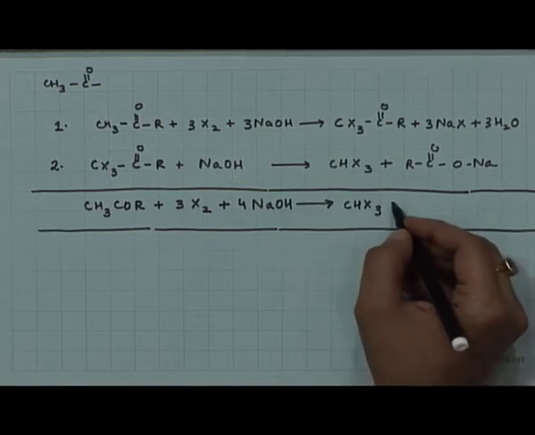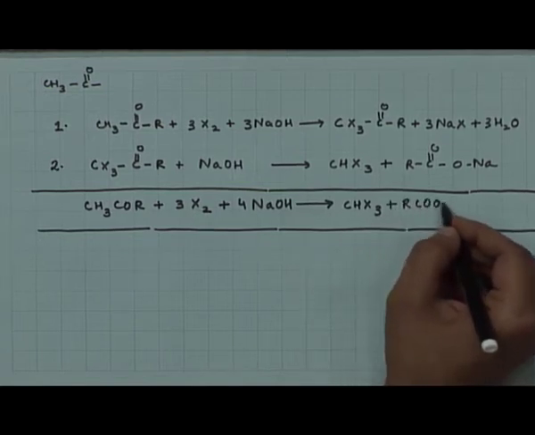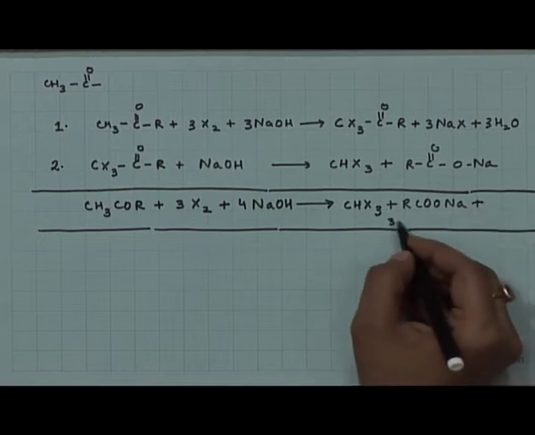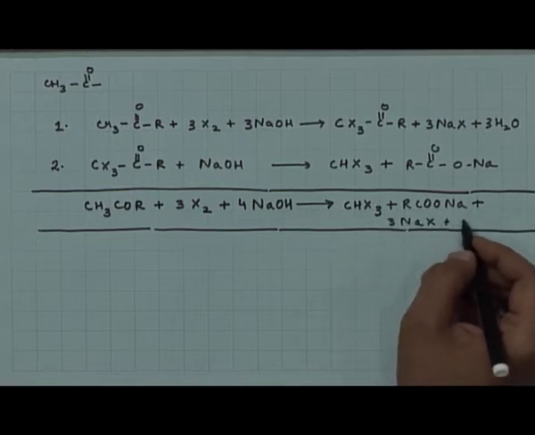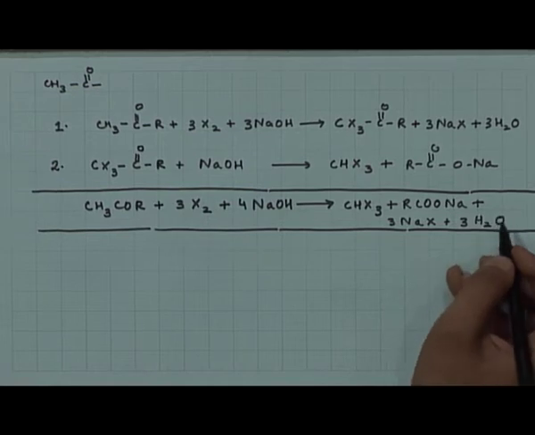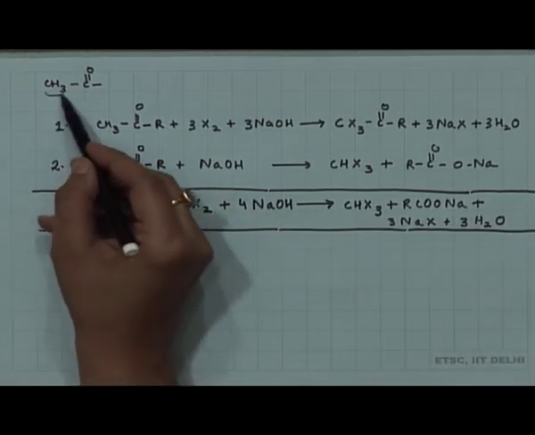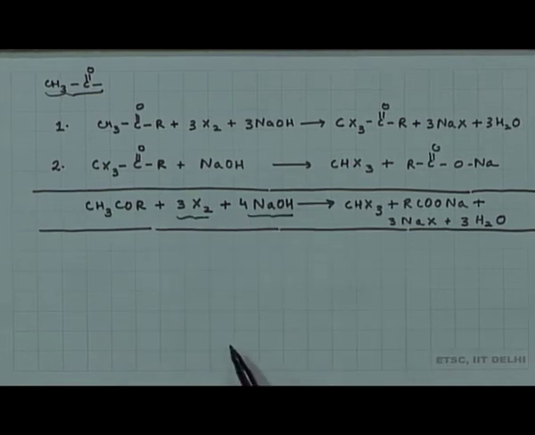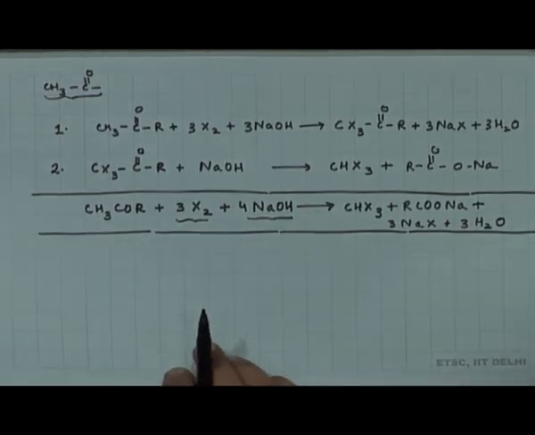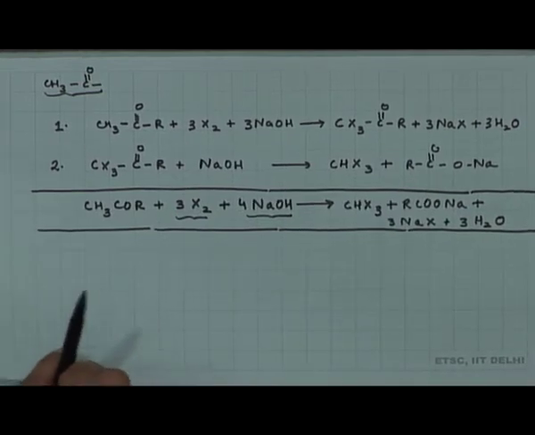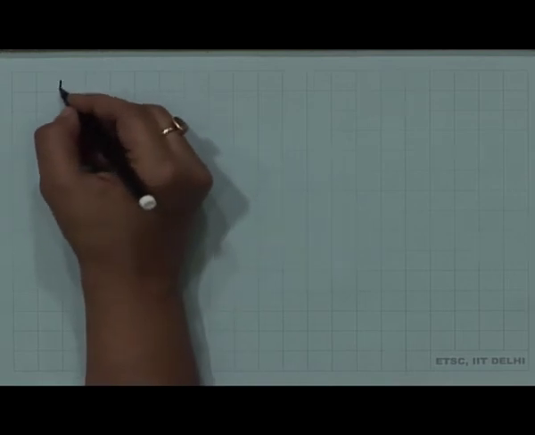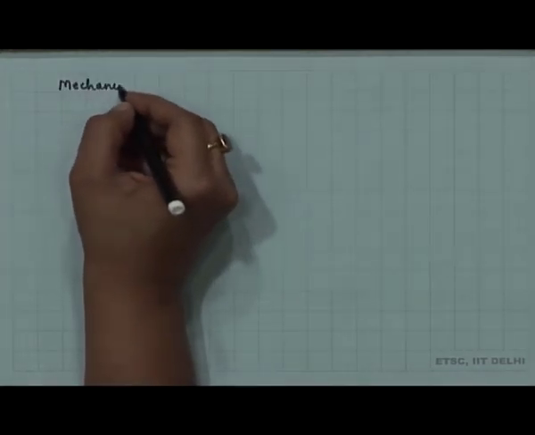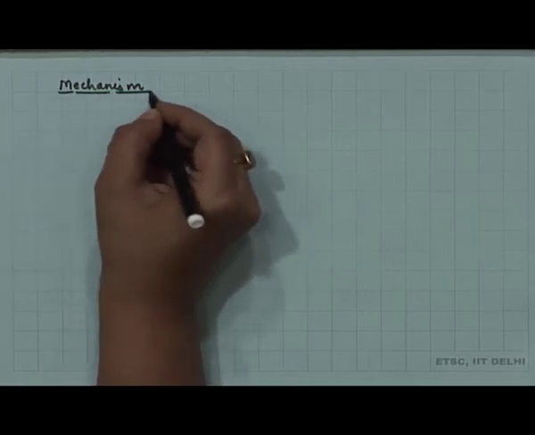You end up with the haloform and the sodium salt of this acid, 3 moles of NaX and 3 moles of water. So, you can see the difference when you are starting with this, the requirement of the halogen and the base is lesser, obviously because the first step, the oxidation, is not involved here. Okay, so this is the overall equation for the haloform reaction. Let us look at the mechanistic steps in a little more detail.